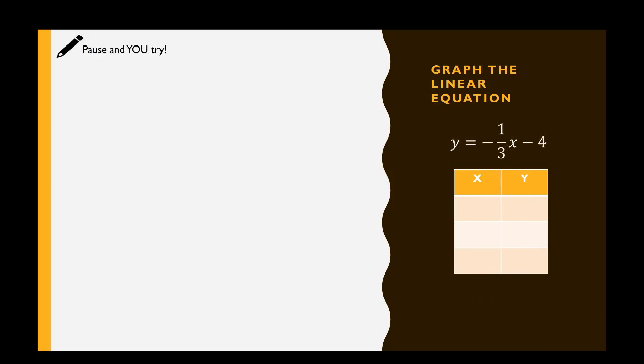All right, so go ahead and pause it and try it. And if you want, you can pause it and try to fill in the XY table and then hit play. Watch me do it, see if we match, and then you can hit pause again to graph, or you can just go and try all of it together and then hit play when you're ready.